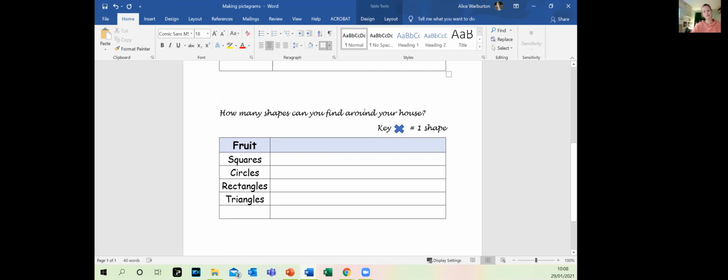It says, how many shapes can you find around your house? Look at the key. It's not a circle anymore, is it? It's a cross. So go on a hunt around your house. See how many squares you can find, circles, rectangles, triangles, and 1 cross means 1 shape. So, for example, if you went round your house and you spotted 4 squares, you would put in 1, 2, 3.